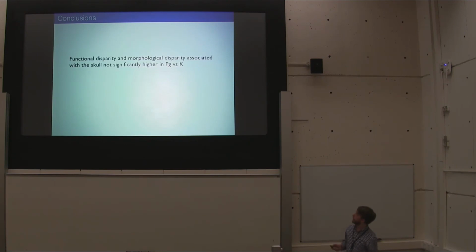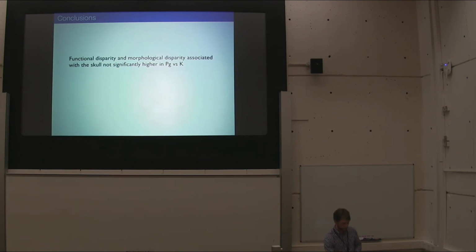So I'll just finish up with a couple of quick conclusions. First of all, based on the data that we currently have, functional disparity doesn't seem to be significantly higher in the Paleogene for acanthomorphs, which is quite surprising. It could be due to any number of factors associated with, for example, taxonomic sampling. Perhaps there are taphonomic effects going on with the deformation of the fossils. So this is something that we're going to investigate further. I wouldn't say that was our final conclusion.